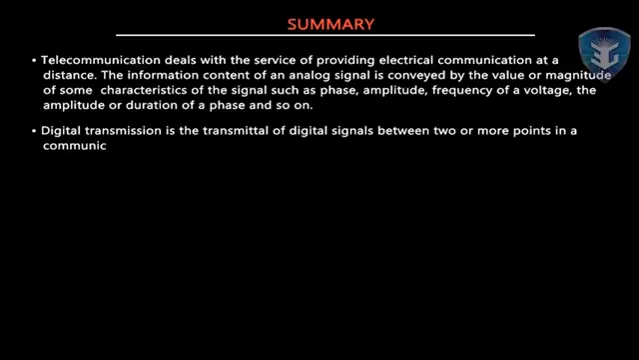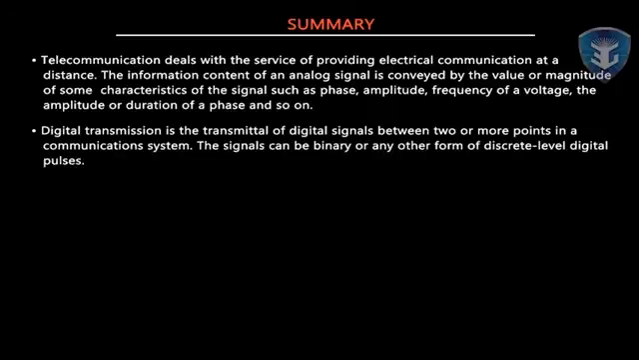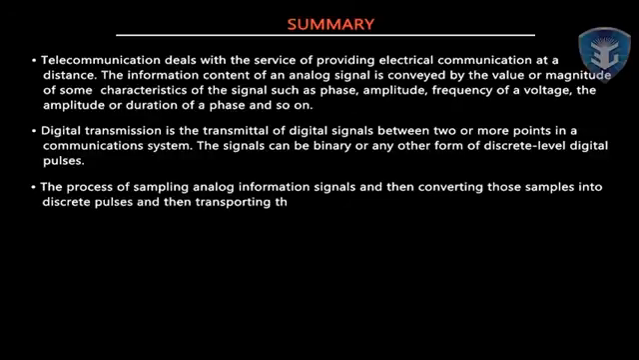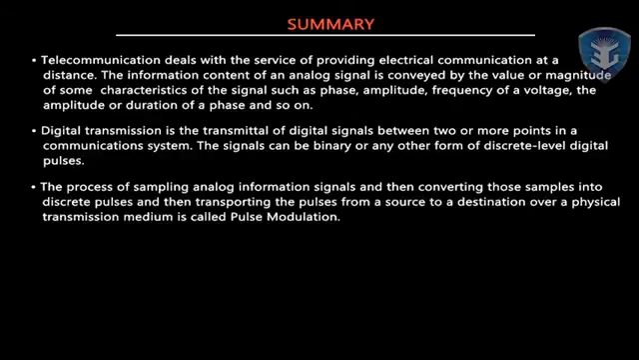Digital transmission is the transmittal of digital signals between two or more points in a communication system. The signals can be binary or any other form of discrete level digital pulses. The process of sampling analog information signals and then converting those samples into discrete pulses and then transporting the pulses from a source to a destination over a physical transmission medium is called pulse modulation.